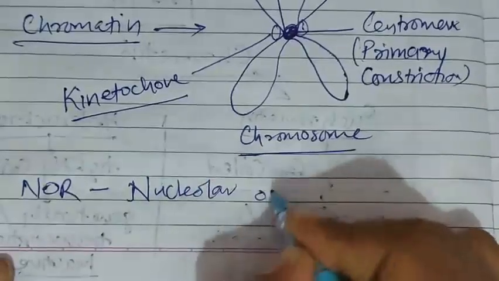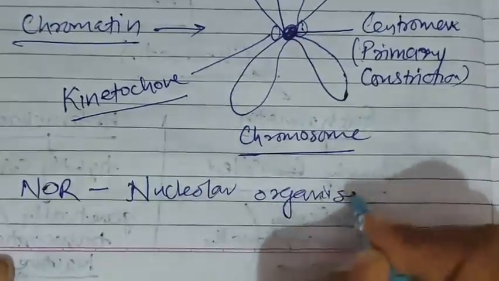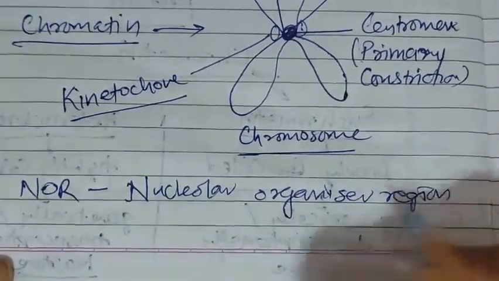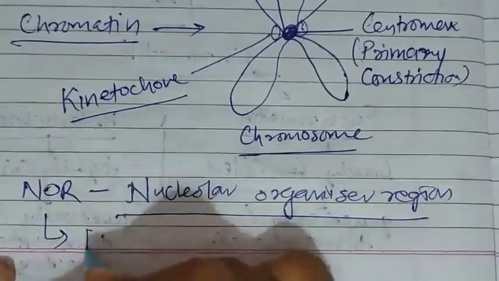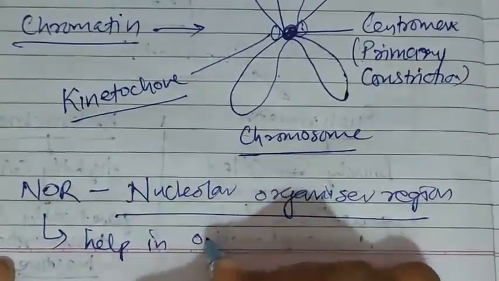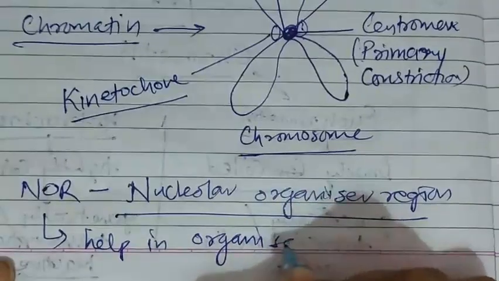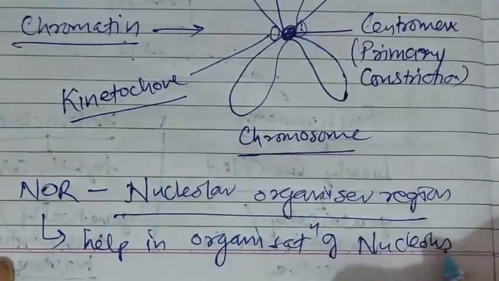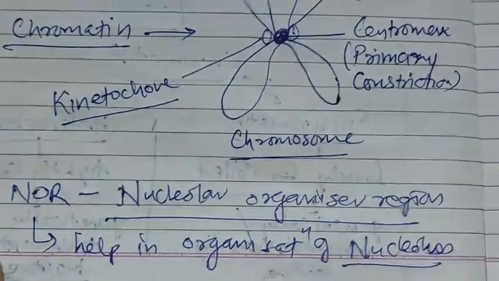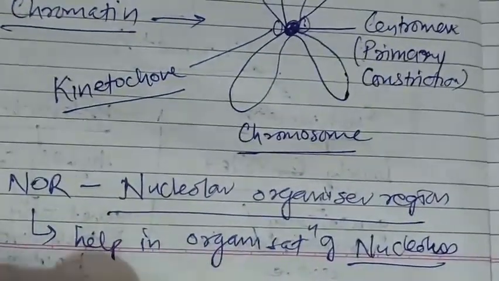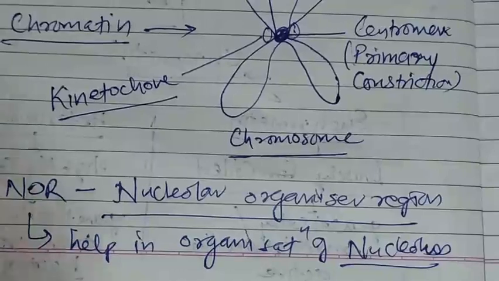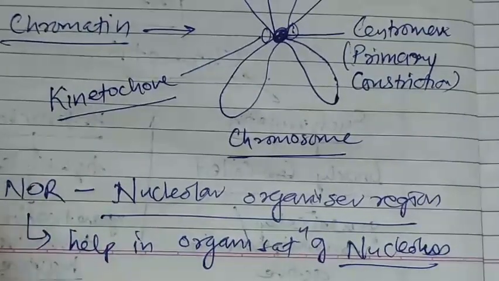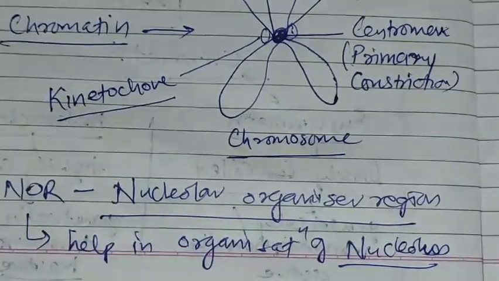nucleolar organizer region, means it helps in organization of nucleolus. So nucleolus is found associated with the NOR. Okay, and that is nothing but a secondary constriction. So that is all about the nucleus.